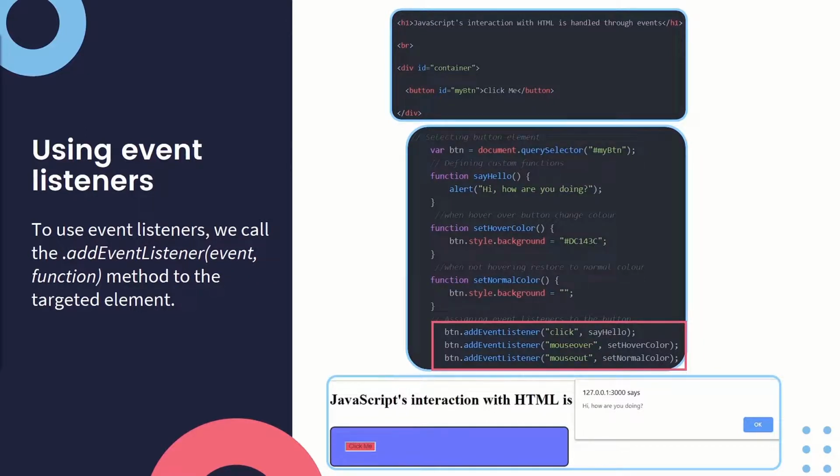And then lastly, we've got our last event over here, which is mouse out. That just means when the user is no longer hovering or focusing on that button, set the button back to its original color. And we'll see the output at the bottom.